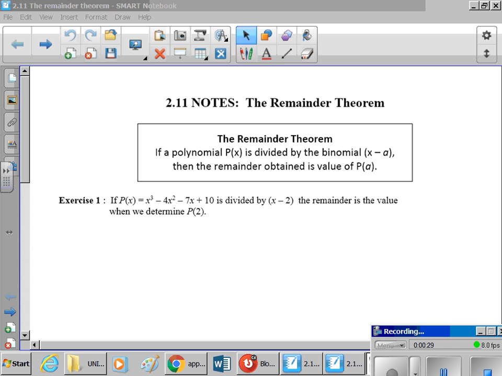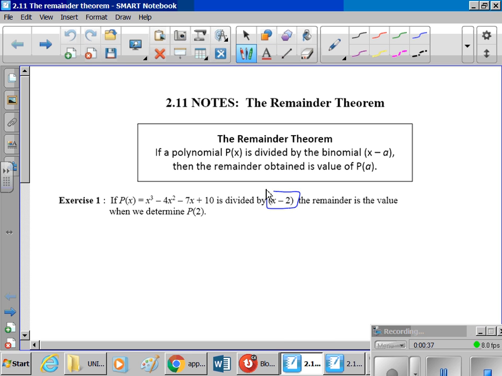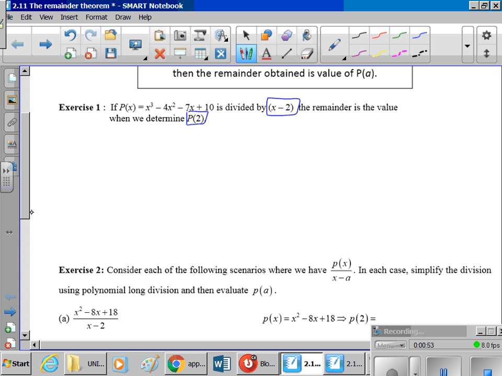Just giving you a little bit of an example with 1, what we're saying here is that if we consider the binomial x minus 2 and we determine what that remainder is, that's going to be the same thing as determining what p of 2 is. We'll talk about what that means right now, because I think example is the best way to learn. So let's do our polynomial long division: x minus 2 divided into x cubed minus 4x squared minus 7x plus 10.